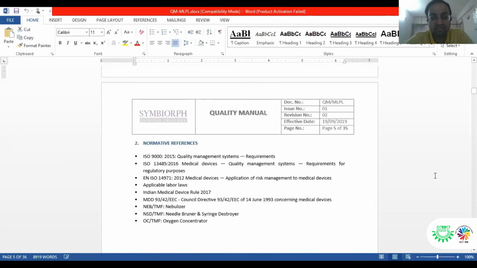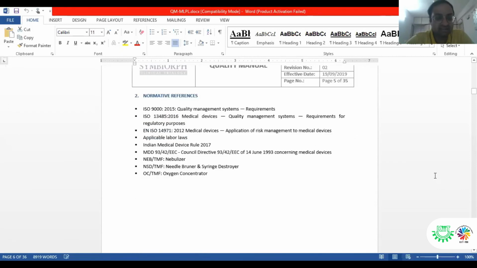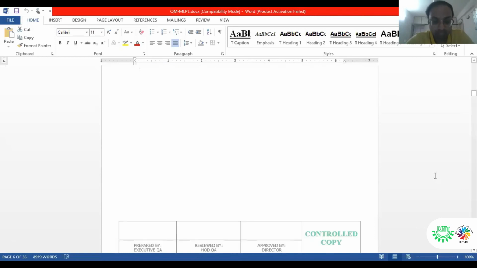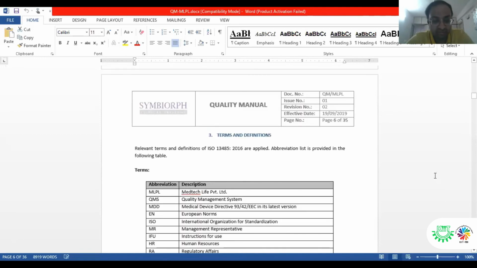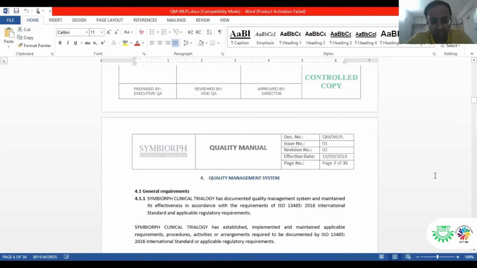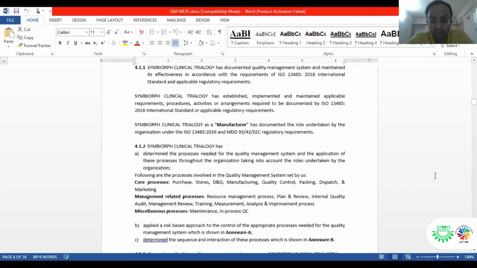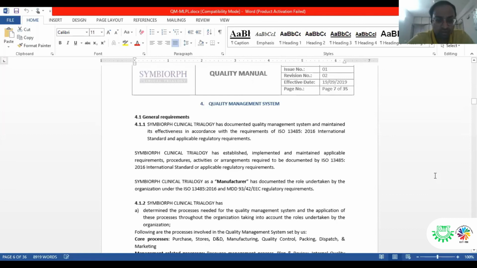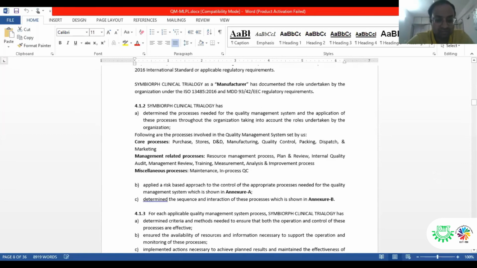And here you can see the normative references, the various standards like ISO 9000, 13485, 14971, and the different MDR requirements we have to write here. Now the terms and definitions, what are the different abbreviations you are using. Now from clause 4, the main part starts here. Clause 4 talks about the quality management system. You have to define and prepare according to these requirements.